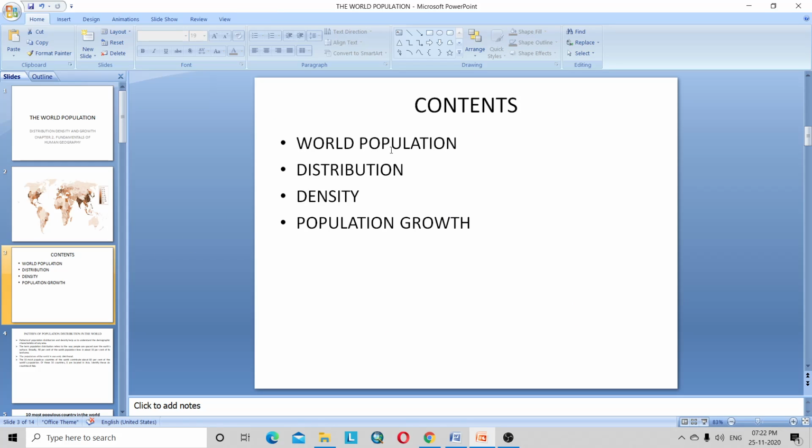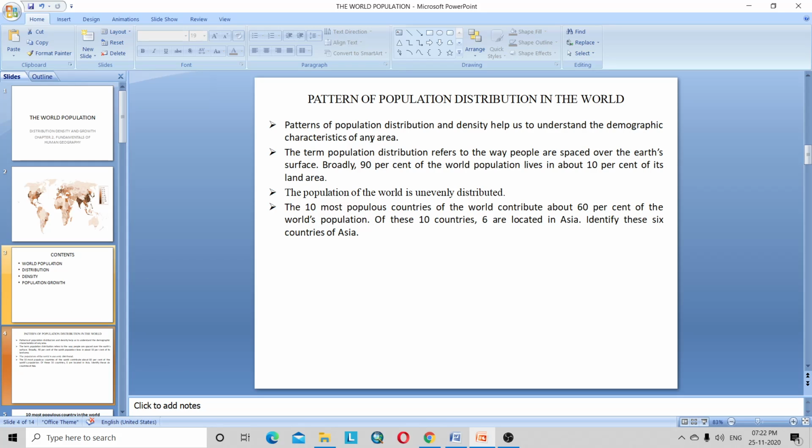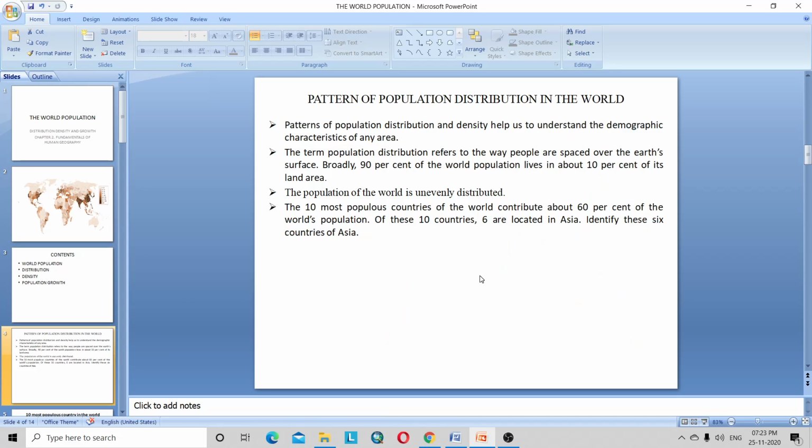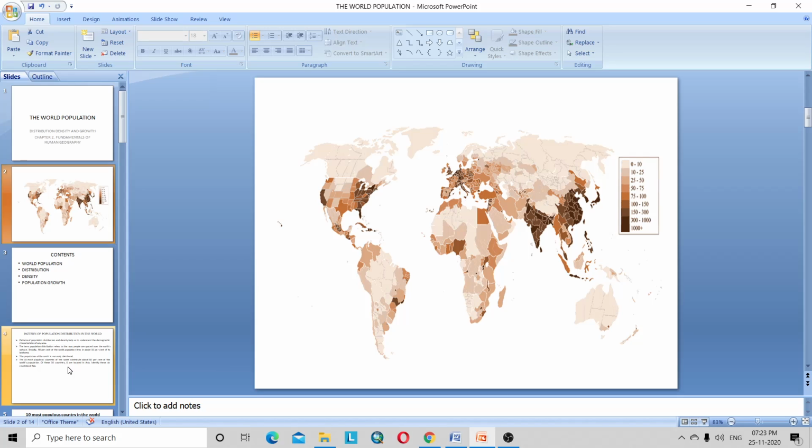The contents will be covering world population distribution, density and population growth. Why do we need to understand the distribution of population? Because understanding it helps us to understand the country's demographic characteristics. It also helps us understand how people are spaced over the earth's surface, which parts of the earth have more population and which parts have less population. As you can see from here, there is uneven distribution of population.